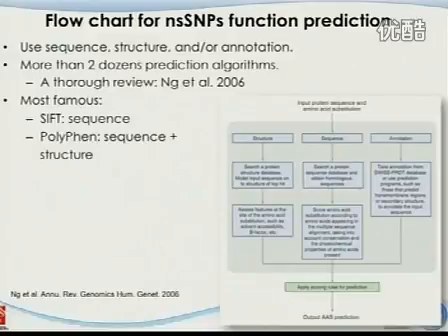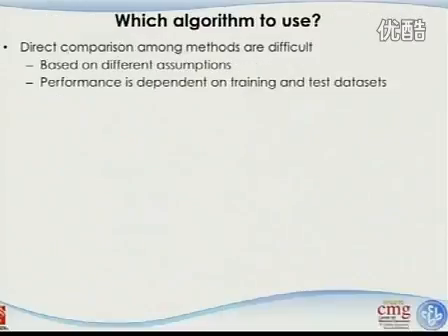It's based on the sequence homology. It doesn't base on structure at all. And the second one is PolyPhen. It's based on both the sequence and the structures. Okay? So which algorithm to use? And of course, we always want to pick the best performing algorithm.